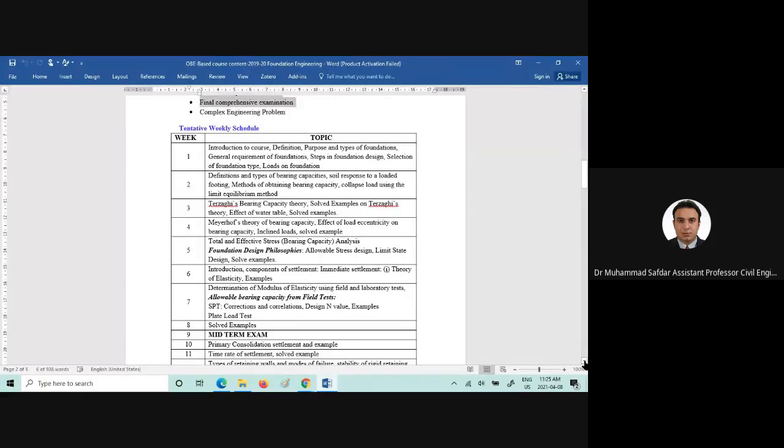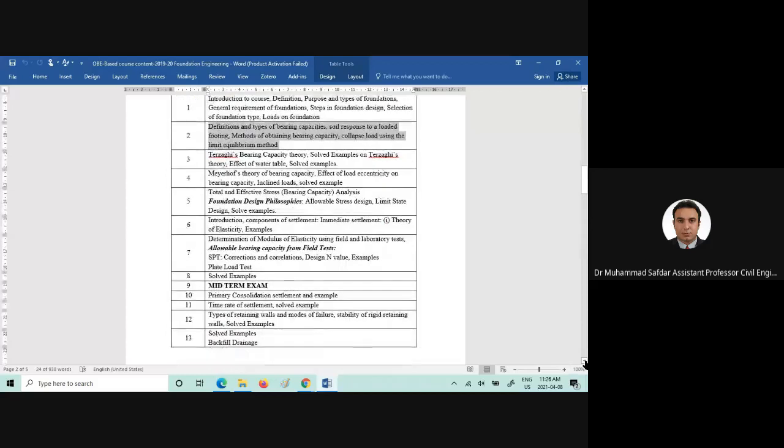In the first week, today, we are going to introduce the course definitions, purpose and types of foundations, general requirements of the foundations, steps which are required in the foundation design, selection of the foundation type, and loads on the foundation will be discussed in today's lecture. In the second one, we will discuss the types of bearing capacities, soil response to a loaded footing, methods of obtaining bearing capacities, and collapse load using the limit equilibrium method.